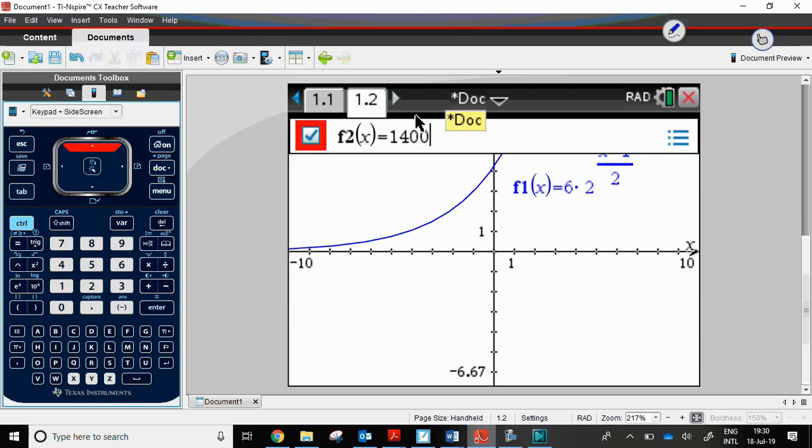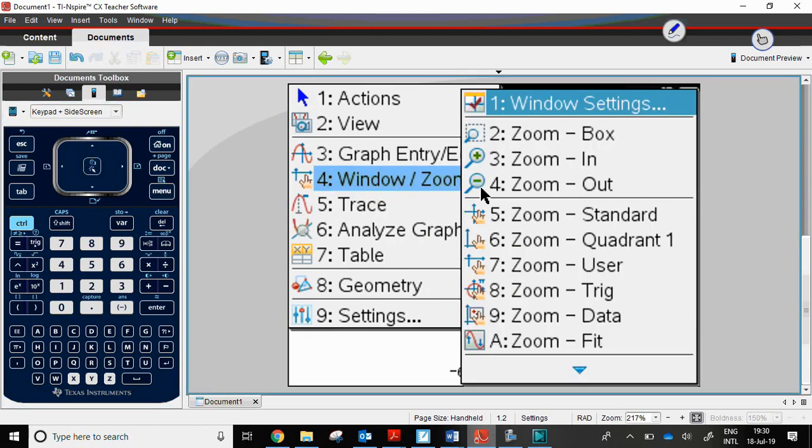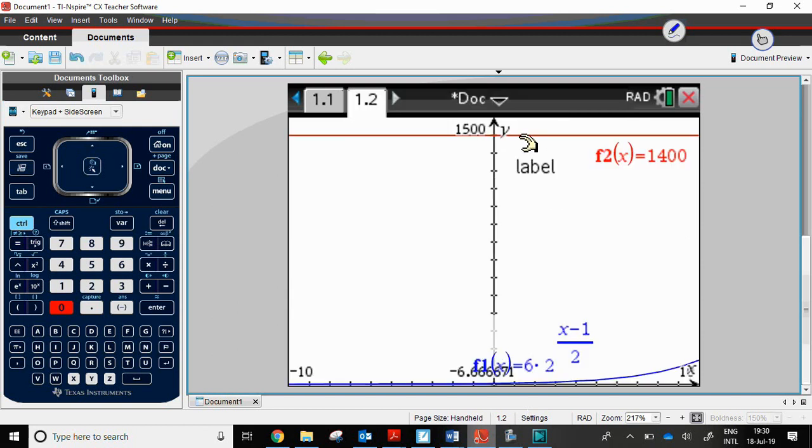So 1,400 is actually the second function that I put in, and that is a horizontal line that is way the heck up there. So I think a good move is to not zoom out. That's kind of messy sometimes. I would just change the window settings, and let's change my y max here instead of that tiny number. Let's go up to 1,500. Okay, so now I see my horizontal line, and I still see my other curve down here.